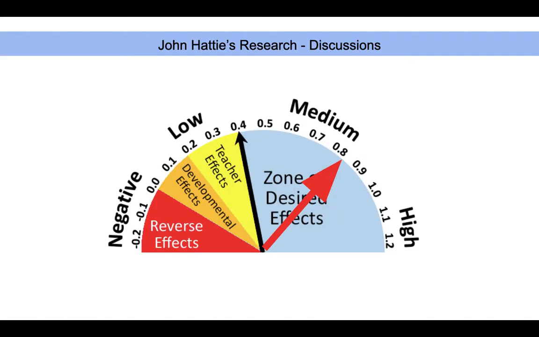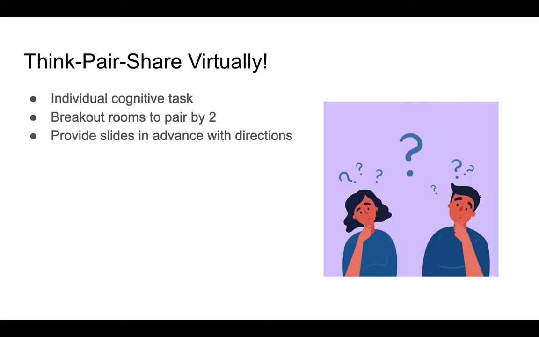John Hattie's research also says discussions are very high in our zone of desired effects on learning. So do a think, pair, share virtually. There are a couple of ways to do this. You could have a spreadsheet where column 1 is partner 1 and column 2 is partner 2, and have them talk alternately in the columns to the right of their names. That spreadsheet can be the whole class and shared out.